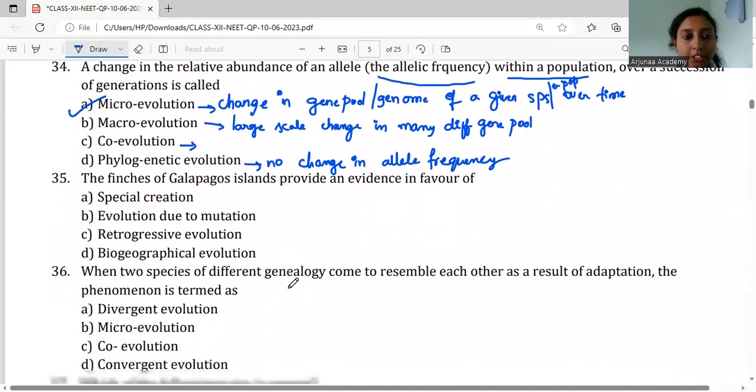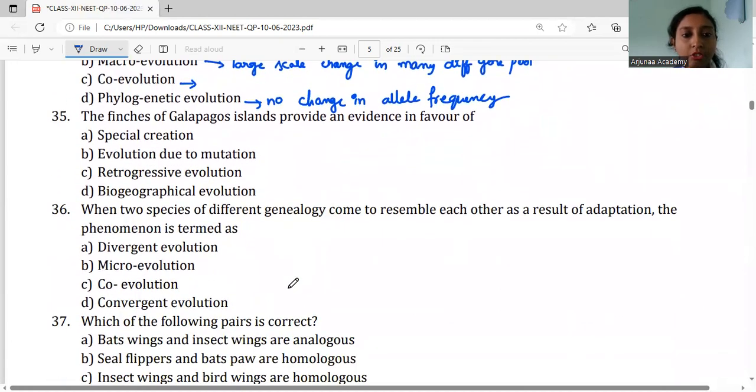Then question number 35. The finches of Galapagos Islands provide evidence in favor of. So this is adaptive radiation. The examples we had learned, right? There is a difference in the beaks, beak modifications we can see for different habitats.